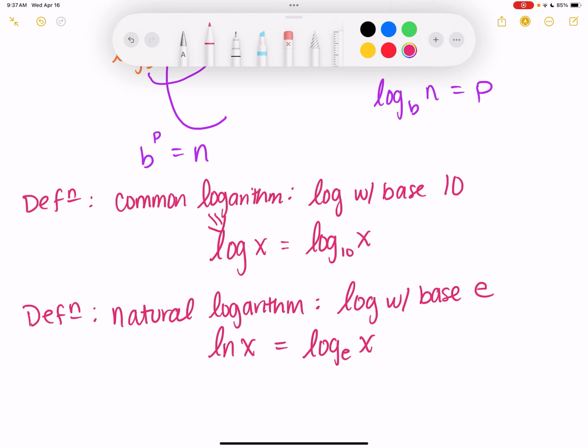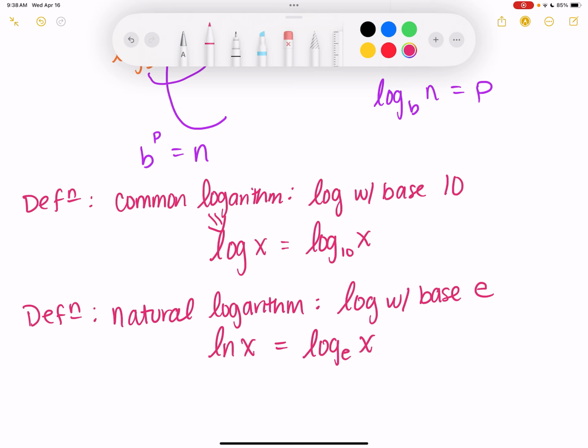Nope, it's ln. Now, that does bring up a good point, though. The reason that I use cursive L's, specifically when I'm writing this kind of log, is because otherwise it kind of looks like 1 times n times x. Now, I don't care if you use print or cursive. I use the cursive L just so that it's clear that it's not a 1 times something.